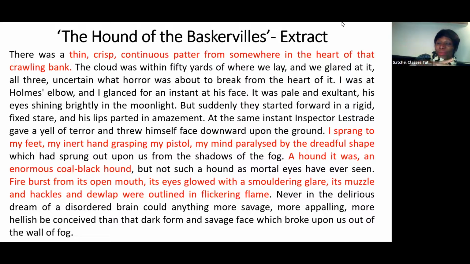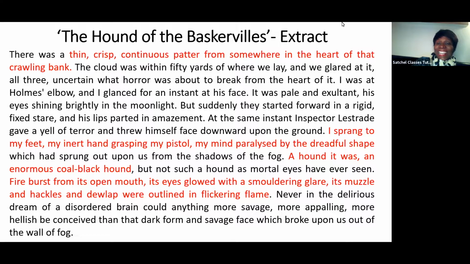And the fact that it's a crawling bank, the fact that the fog is being personified, is really, again, emphasizing that sense of terror, because, again, it's mystical and almost supernatural. It has a life of its own, and we don't know what to expect, what's going to come out of this foggy night. And then it said, I sprang to my feet, because remember, the narrative for Sherlock Holmes is told from the first person perspective. Dr. Watson is the narrator for the Sherlock Holmes stories.